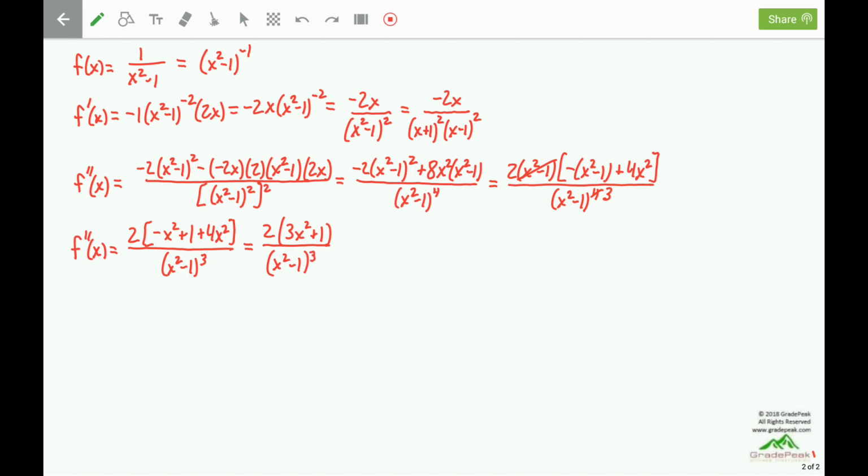We want to fully factor the second derivative. The numerator will not factor any further because we have a sum of squares. We have an x squared term and then it's added to a constant, and that does not further factor. The denominator, though, is a difference of squares. X squared minus 1 will factor to an x plus 1 and an x minus 1. Because it's cubed, each of these will receive that power of cubed. There's the version of the second derivative we're going to want.